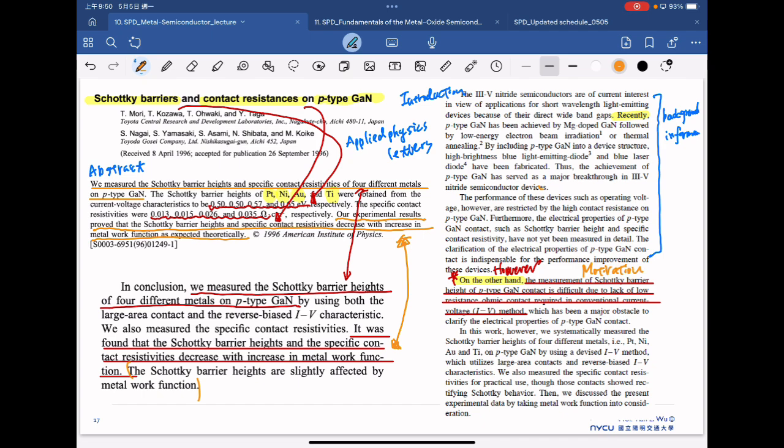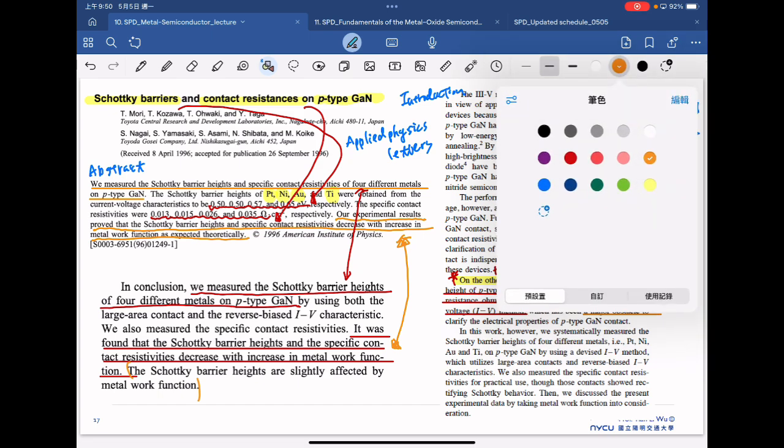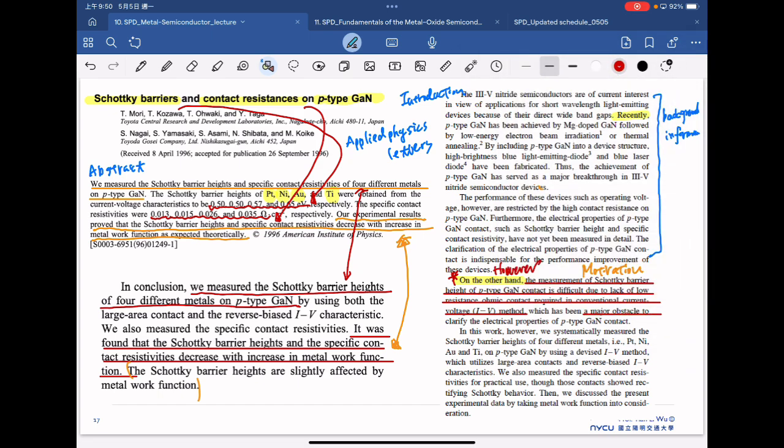So this sentence explains that, based on the recent progress, we finally developed a way to achieve P-type gallium nitride. But now the new challenge is that it's very difficult to measure the Schottky barrier height. And this becomes one of the major challenges to clarify the electrical property of P-type gallium nitride. So now we have the motivation.